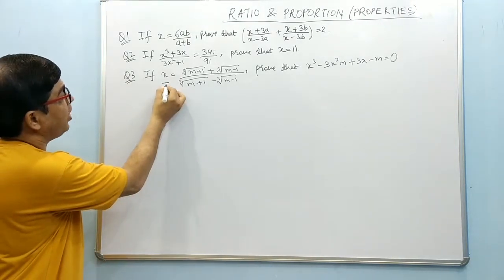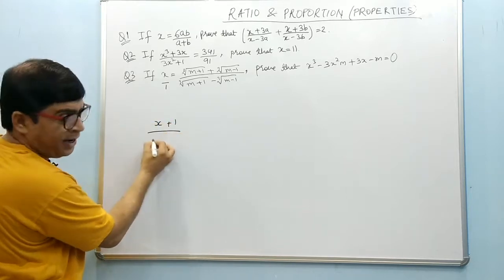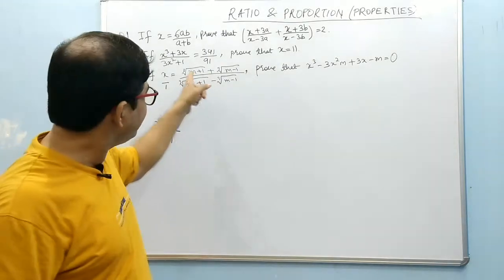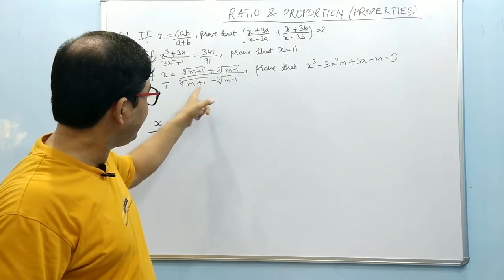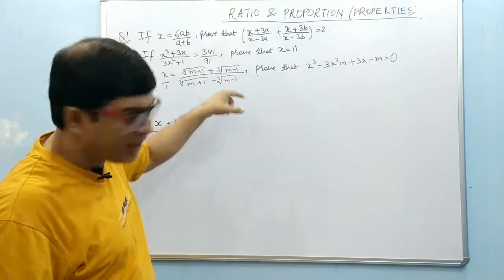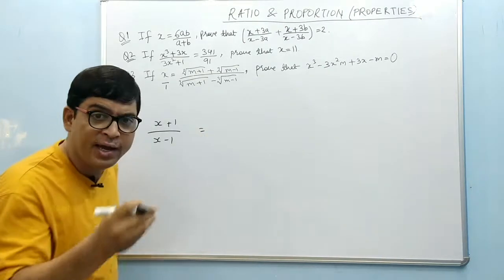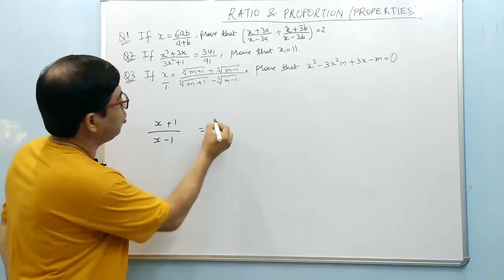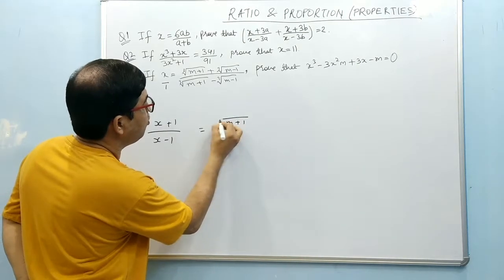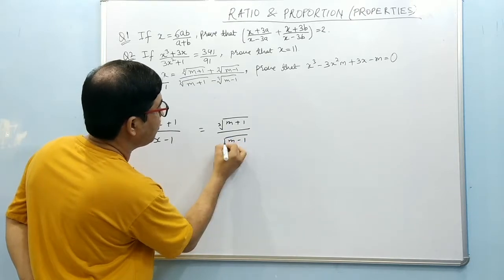If I just write 1 here, applying C and D, it will be (x+1)/(x-1). And can you write directly what it will be? It is numerator plus denominator, numerator minus denominator. How to identify (a+b)/(a-b)? So applying C and D, it will give us a by b. So it will give us (m+1) cube root by (m-1) cube root.